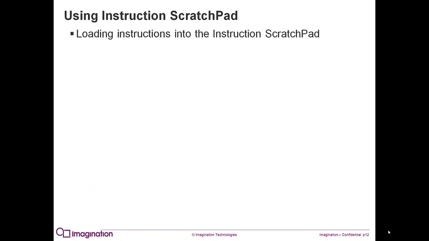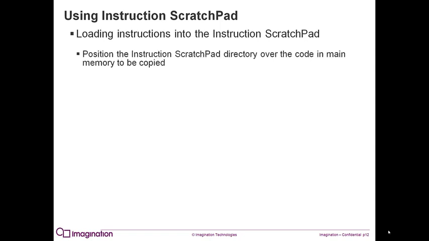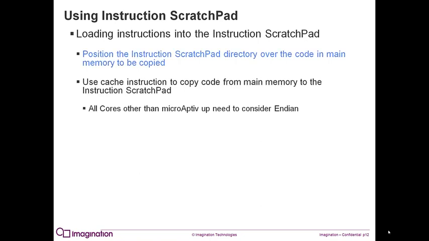The instruction scratchpad block needs to be loaded from main memory using the cache instruction index store data. The best way I have found to do this is to load the code into main memory, then position the instruction scratchpad block directly over it. While the instruction scratchpad block is disabled, use the cache instruction to copy the code to main memory.